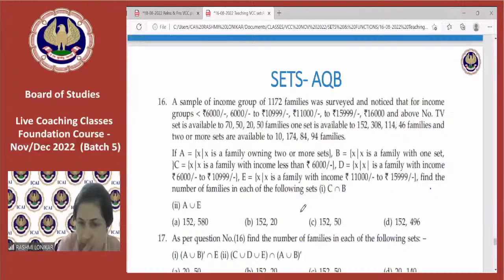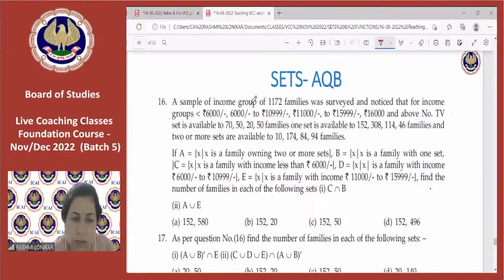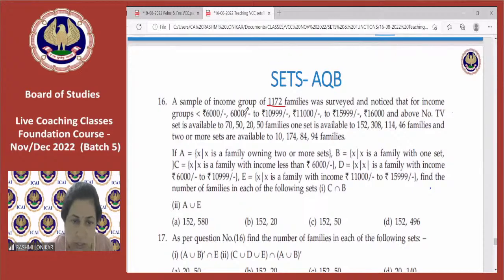Okay, this appears to be a big sum, but all we have to do is write down what it is saying. A sample of income group of 1172 families. Okay, 1172 families were surveyed, and notice that for each of the groups, this is the salary for people with salary less than 6,000, then salary between 6,000 to 10,999, then 11,000 to 15,999, and 16,000 and above.